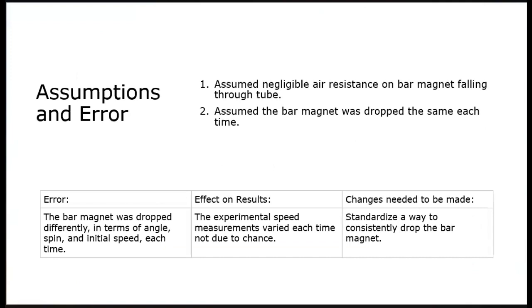So the assumptions that we used were that we assumed that there was negligible air resistance on the bar magnet falling through the tube. We also assumed that the bar magnet was dropped the same way each time. So the error is that the bar magnet was dropped differently in terms of angle, spin, and initial speed each time. The effect on the results was that the experimental speed measurements varied each time, not due to chance, but due to error. So we might need to try to standardize a way to consistently drop the bar magnet.